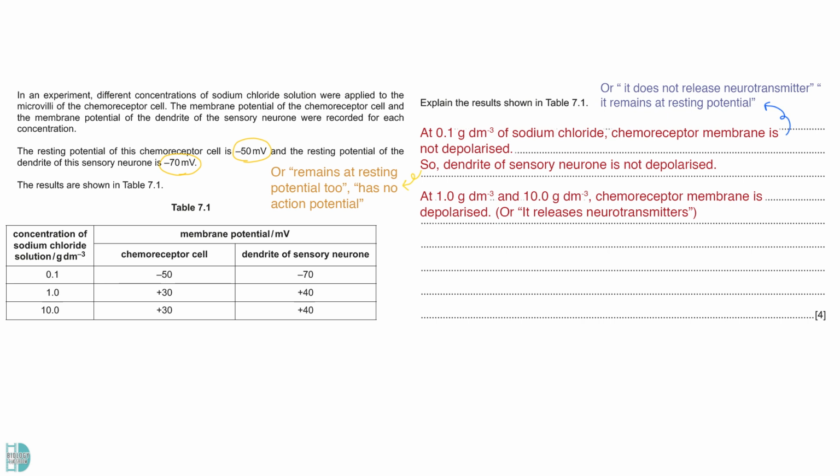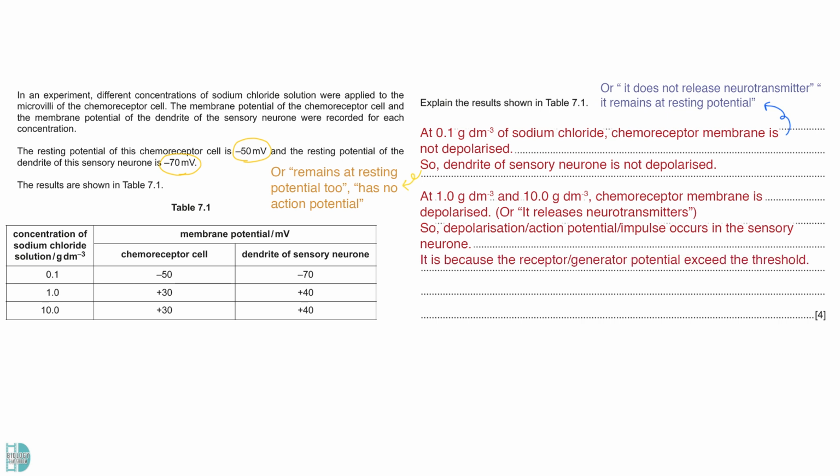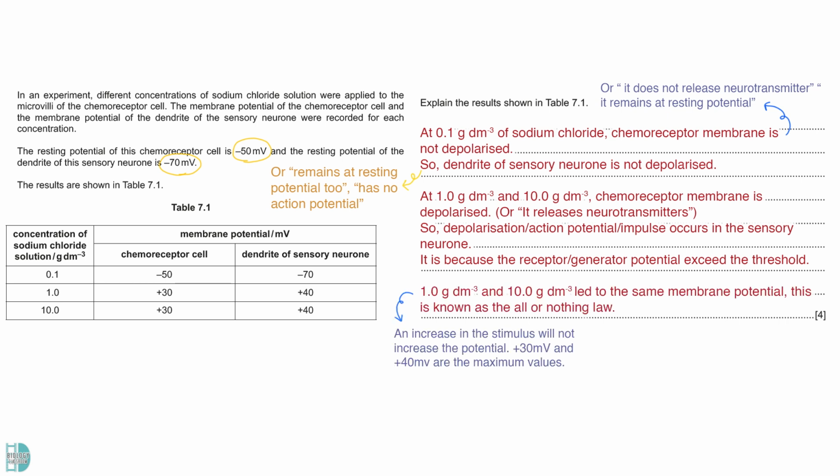For both 1 and 10 gram per dm cubed, the chemoreceptor membrane is depolarized. It releases neurotransmitter, so depolarization or action potential occurs in the sensory neuron too. This means that the receptor or generator potential has exceeded the threshold. An increase in sodium concentration does not increase the membrane potential. Positive 30 and positive 40 millivolts are the maximum values for them. This is known as the all or nothing law.